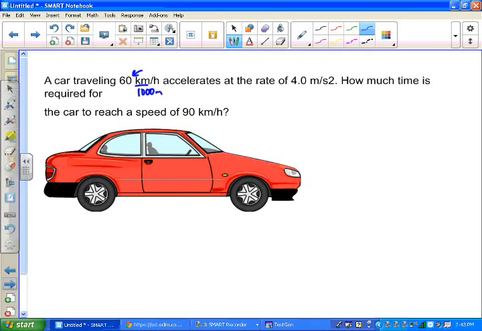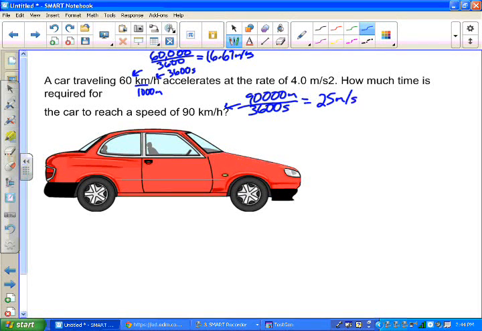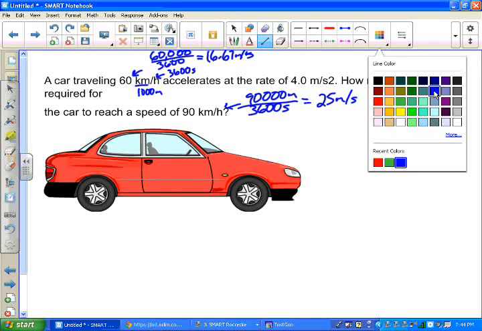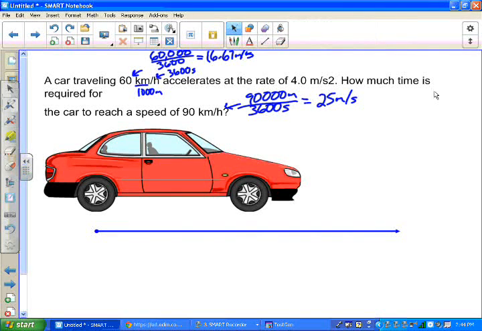Remember that 60 kilometers is the same as 60 times 1,000 meters, and that 1 hour is equal to 3,600 seconds. So to convert, 60 kilometers per hour is about 16.67 meters per second. Again, it reaches a speed after it accelerates up to 90 kilometers per hour, which is going to be 90,000 over 3,600, which reduces down to 25 meters per second. I did that right off the bat because we always want our velocities to be in meters per second.